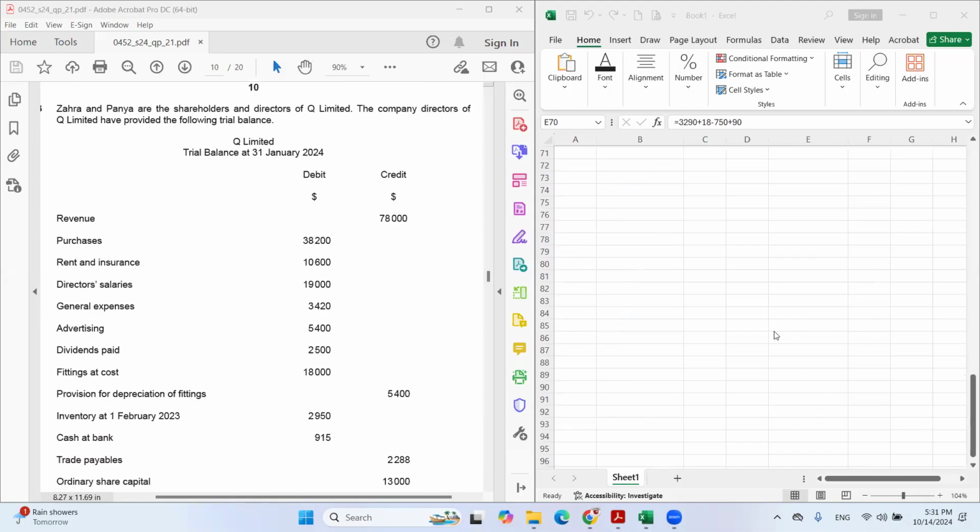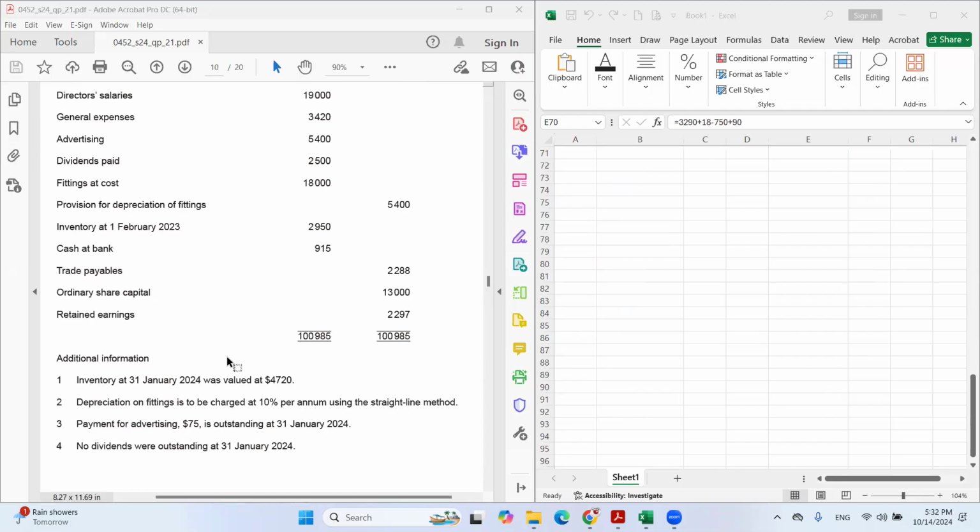Okay. The next question is a partnership or no, limited company. This one. Okay. Zara and Tanya are the shareholders or directors of Q Limited. The company director of Q Limited has provided the following. This is the trial balance that we have.